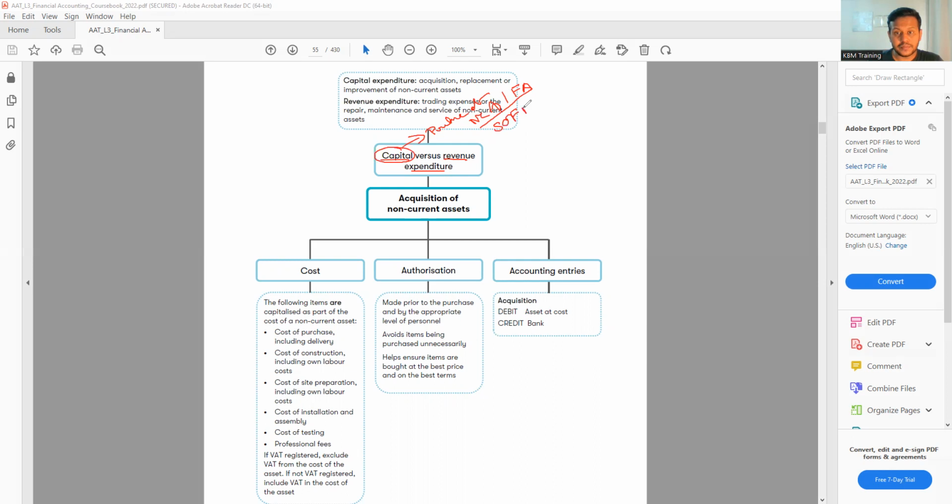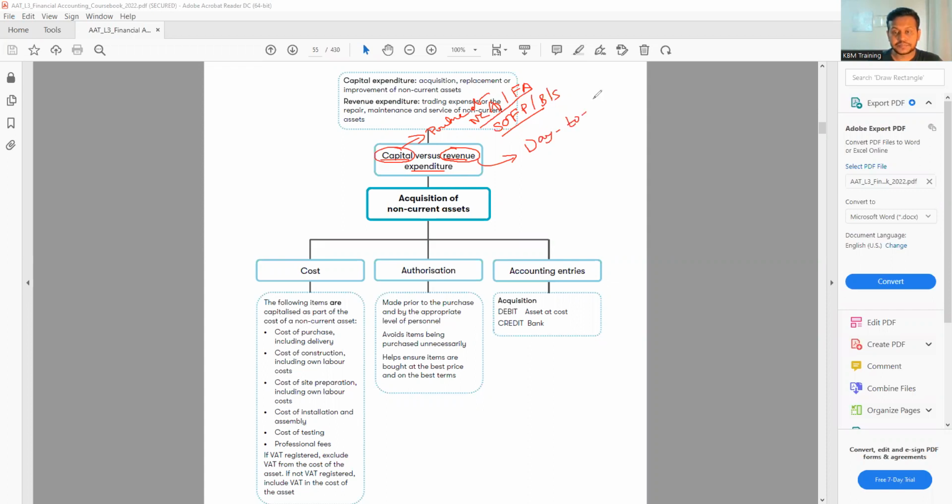SOFP, statement of financial position, is also called the balance sheet. So this is the story of our capital expenditure. The next one we have is the revenue expenditure. Now the revenue expenditure is mainly the expense we make on a day-to-day basis.